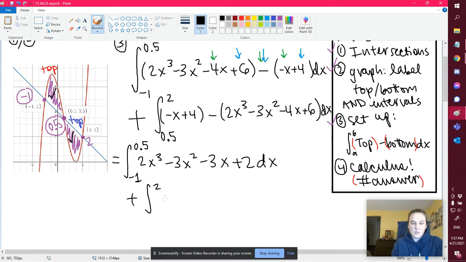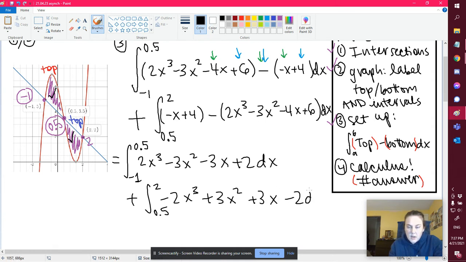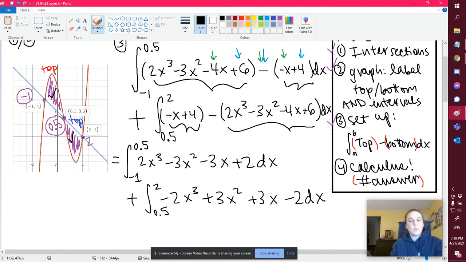The next integral still goes from 0.5 to 2, and it's basically just going to be the reverse of this, right? It's going to be a negative 2x cubed. It's going to be a positive 3x squared. It's going to be a positive 3x, and it's going to be a negative 2. You can check my math on that if you want to, but I'm right. And this is a faster trick, right? We know that when we do 3 minus 2, it's the inverse of 2 minus 3, right? This one's 1 and this one's negative 1. The same thinking applies here, right? If we do something minus something else, then it's going to be the negative of the something else minus the initial something.